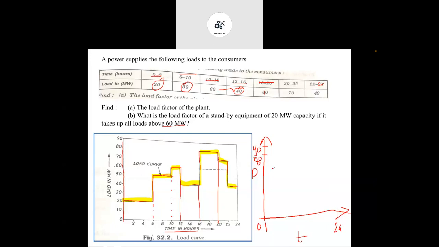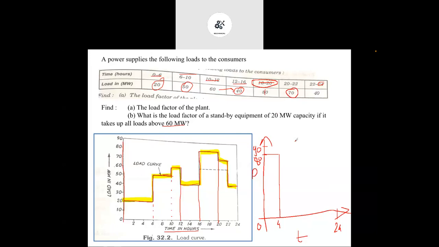On the x-axis there will be time, again 24 hours, so 0 to 24 hours. You can write it down here. Now, as we know, in the load duration curve the first step is to find the maximum demand. The maximum demand is during 16 to 20 hours, 80 megawatts, for 4 hours. So we first draw the maximum demand of 80 megawatts for 4 hours, from 0 to 4 hours.